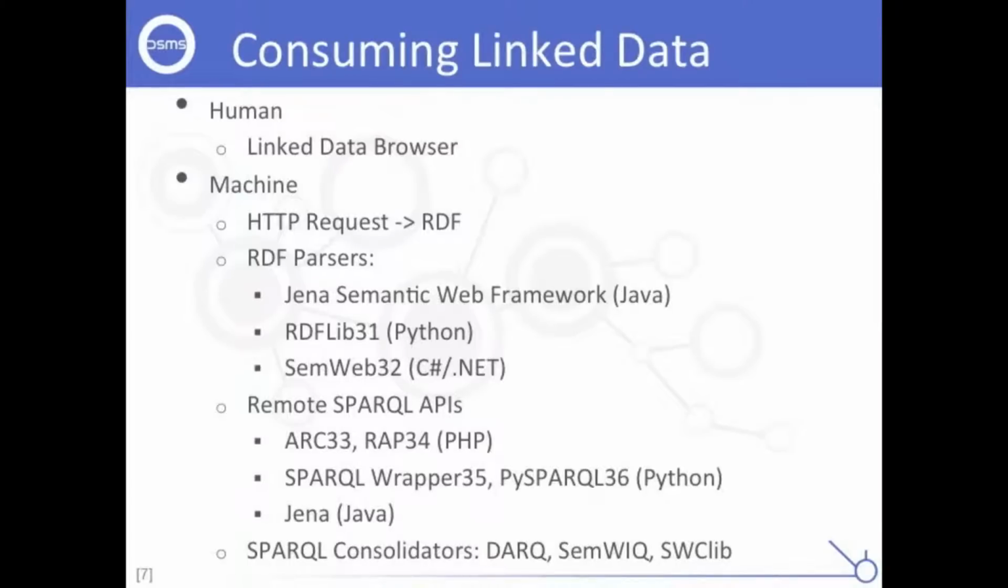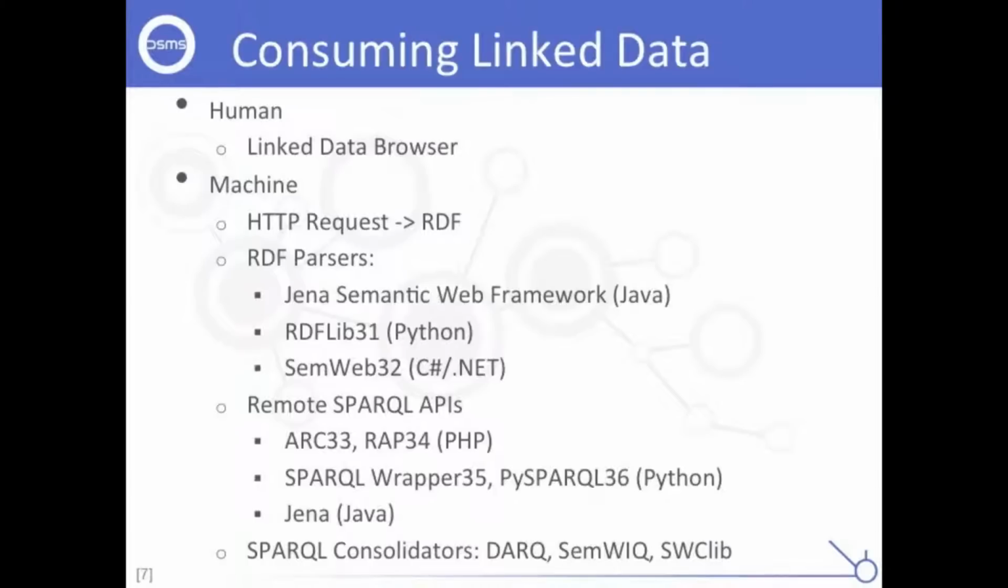Finally, there are two forms of consuming linked data. First is human consumption, which consists of a linked data browser. For machines, however, the way to access linked data is by HTTP requests, which will return an RDF. In order to parse RDF files, many parsers exist. We have, for example, the Jena Semantic Web Framework for Java, the RDFLib for Python, and the SemWeb for C#.